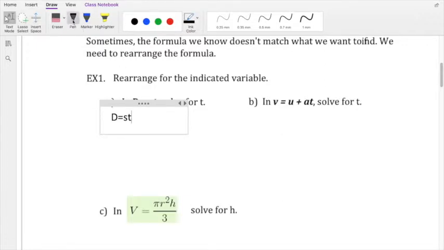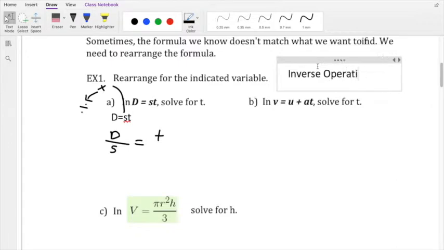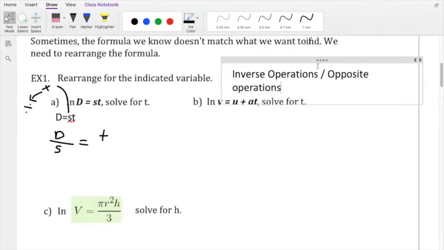So we know this s right here is a multiplication. So when we move it over, it's going to become a divide. Okay? So our next part is we're going to move it over. It's going to be distance divided by speed equals time. Right? So all the way through this, we're going to have to work on our inverse operations. Okay? Which is just the same as saying opposite operations. Okay?